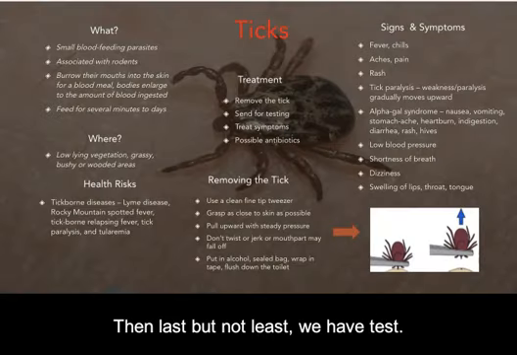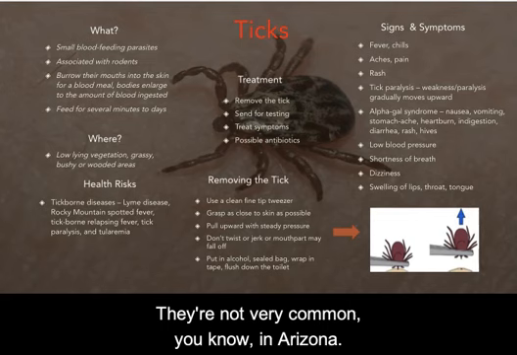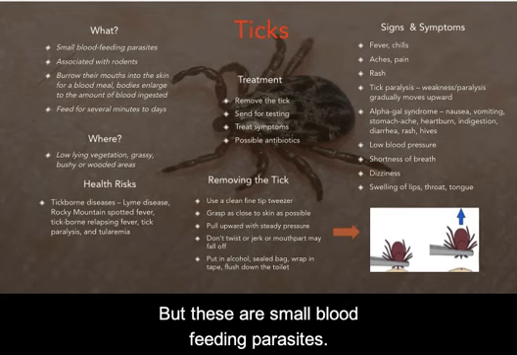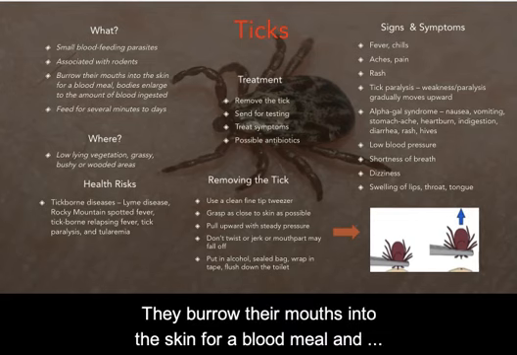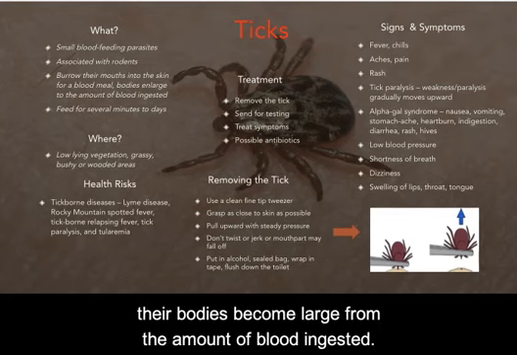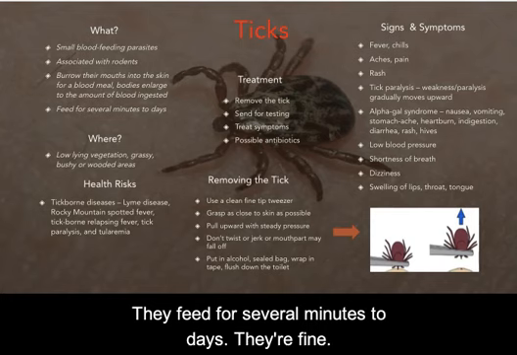Then last but not least, we have ticks. They're not very common in Arizona, but these are small blood-feeding parasites. They're associated with rodents. They burrow their mouths into the skin for a blood meal, and their bodies become large from the amount of blood ingested. They feed for several minutes to days.